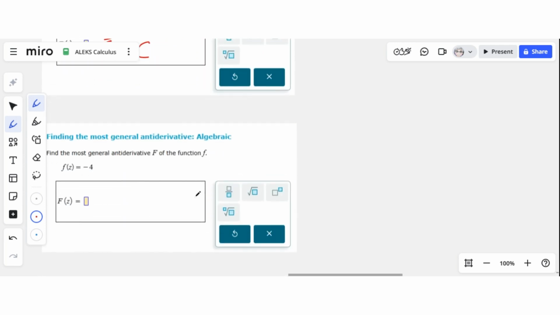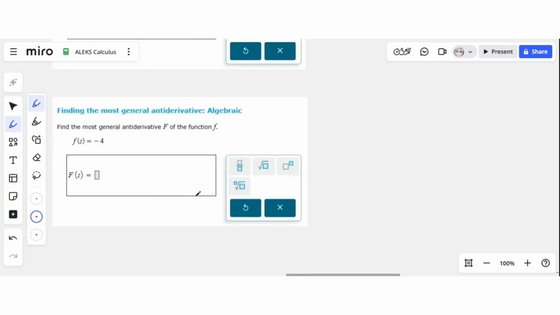All right, let's try one more. This one might look confusing at first. -4, what do we do here? There isn't even a variable. Well, we're told this is a function of z, so our variable is z, and we can think of this as -4 times z to the 0 power, because anything to the 0 power is 1. So that's how to think about that.